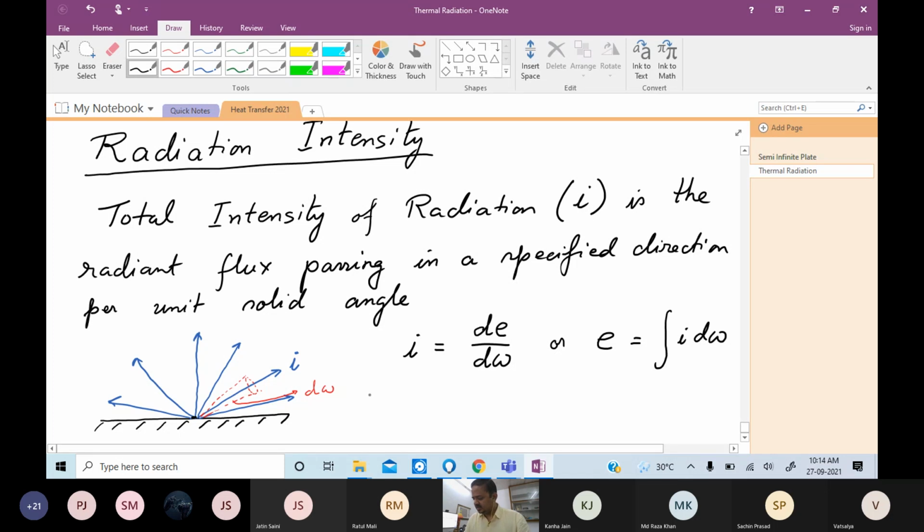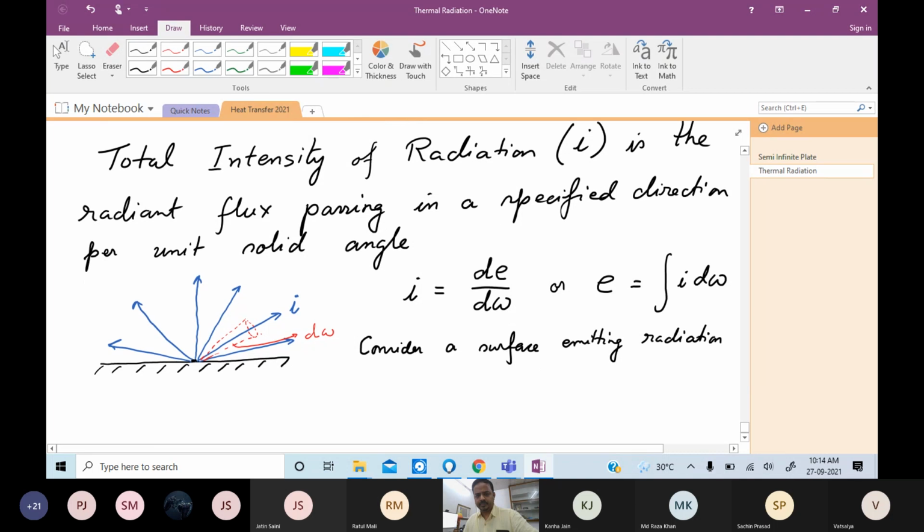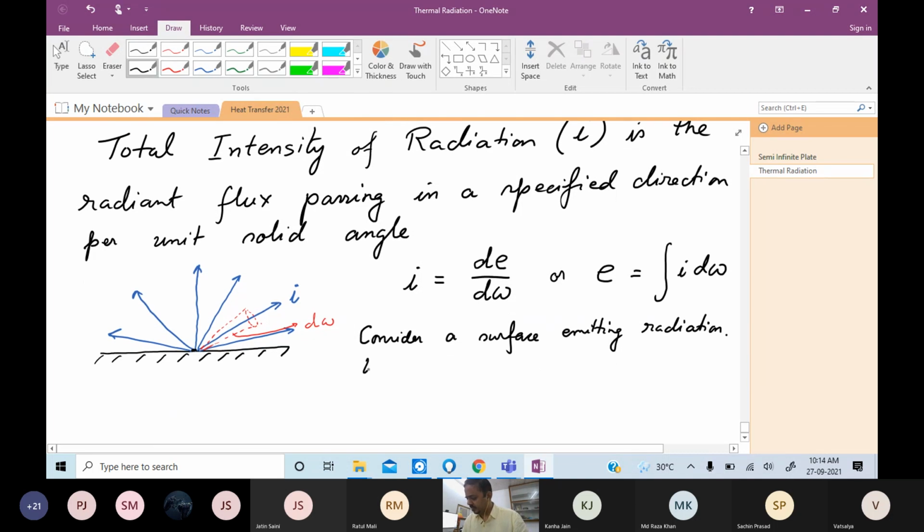Okay, so let us write down what we just drew. I'm going a little slow here because this is an important concept to grasp. So consider a surface emitting radiation. We wish to find the intensity of radiation in a direction shown by this arrow. Okay, we wish to find I.